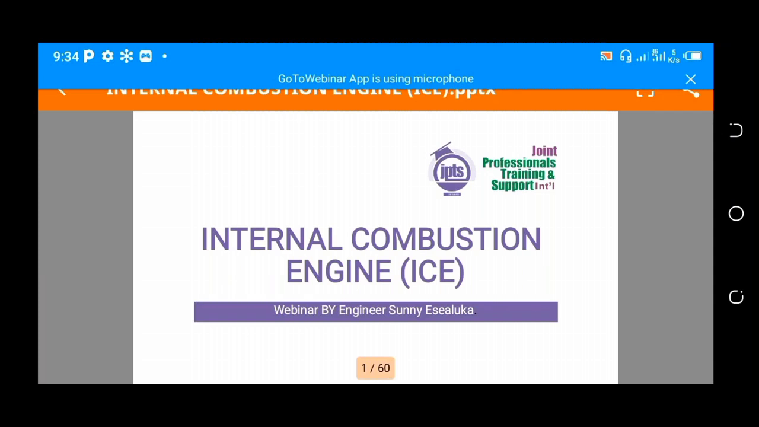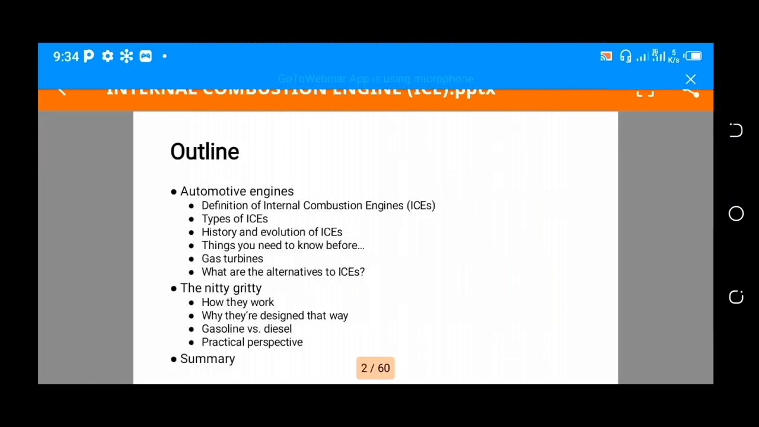It started somehow from somewhere. Some group of scientists thought about it wisely and came up with a wonderful concept, and today it's actually benefiting mankind. Now, we look at the outline first of all.